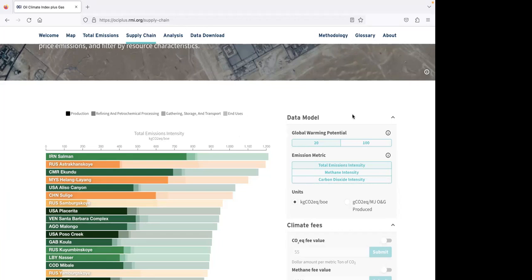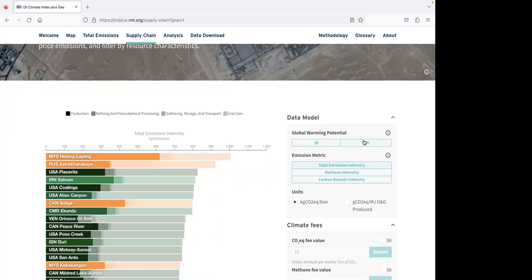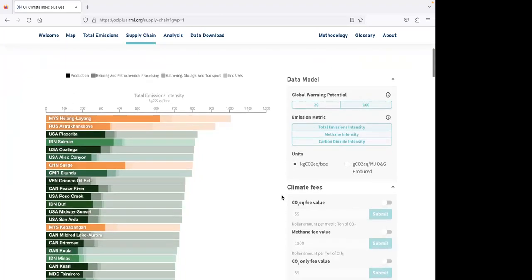The OCI+ results default to 20-year global warming potential. This policy relevant timeframe highlights the near-term potency of methane at 82.5 times that of CO2. Users can toggle to visualize 100-year GWP, which makes methane only 30 times more potent. You can see how emissions estimates would be reduced and climate priorities would change if decision makers picked a 100-year GWP.